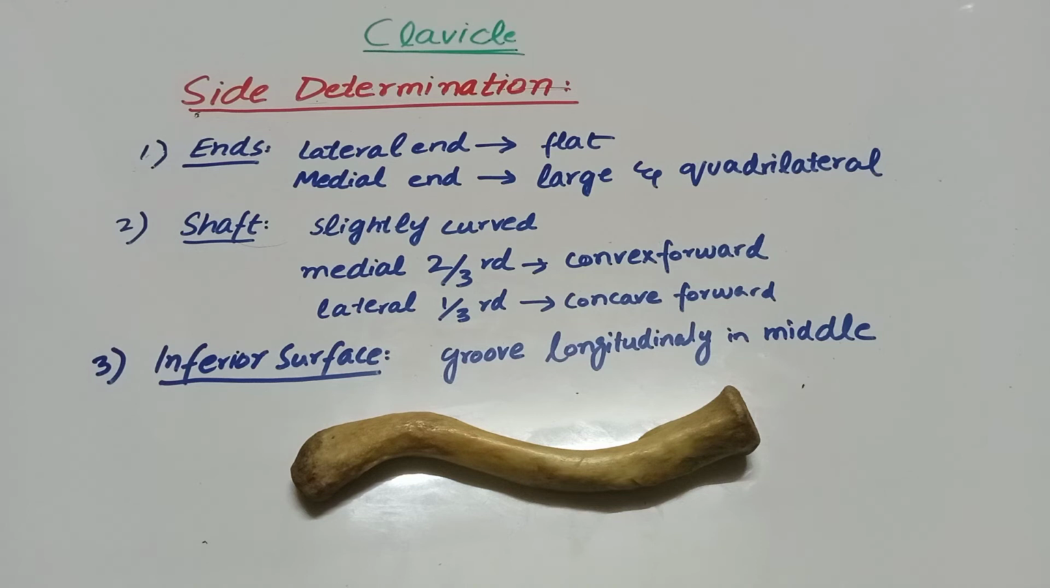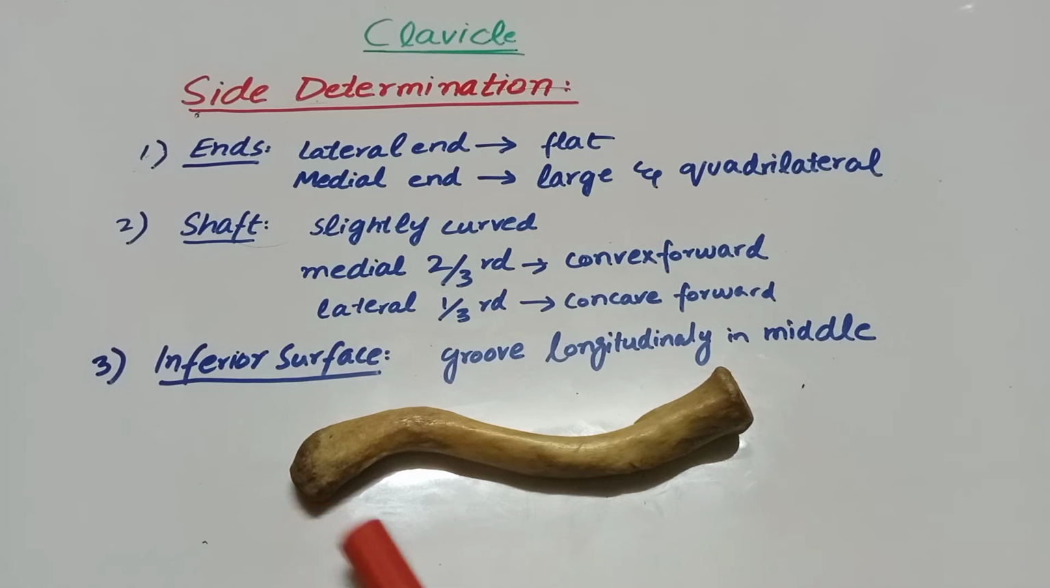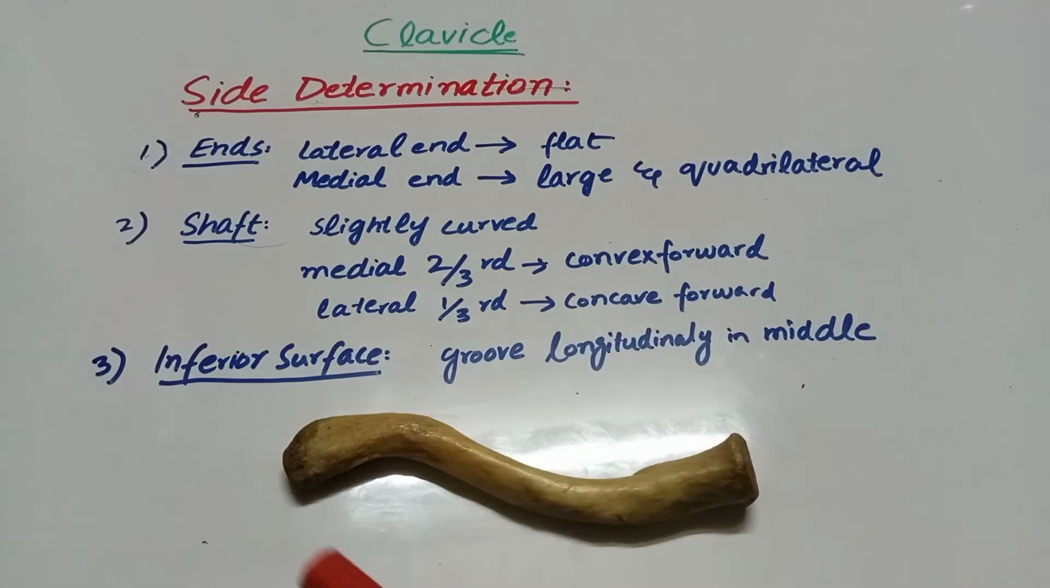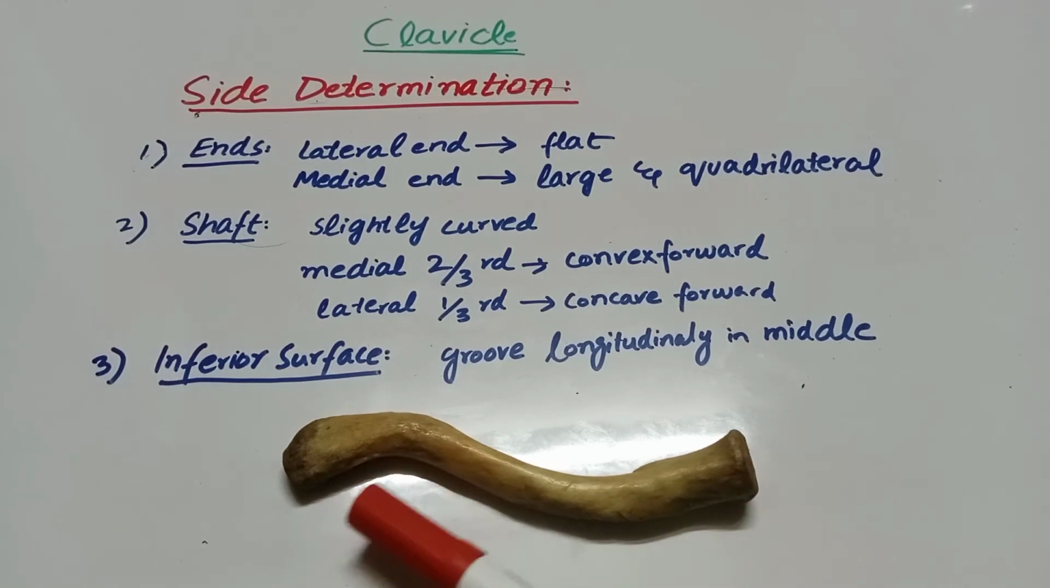Second point is the shaft. Shaft is slightly curved in the form of an S. It is divided into two parts, the medial 2/3 part and the lateral 1/3 part. The medial 2/3 part is convex forward, and the lateral 1/3 part is concave forward. So it is convex forward in medial and concave forward in its lateral part.